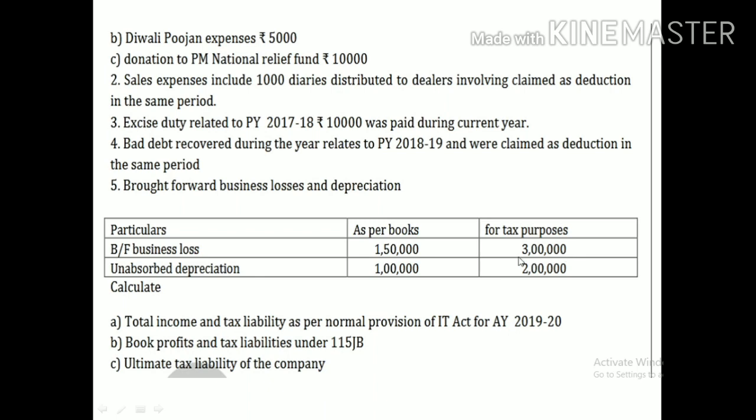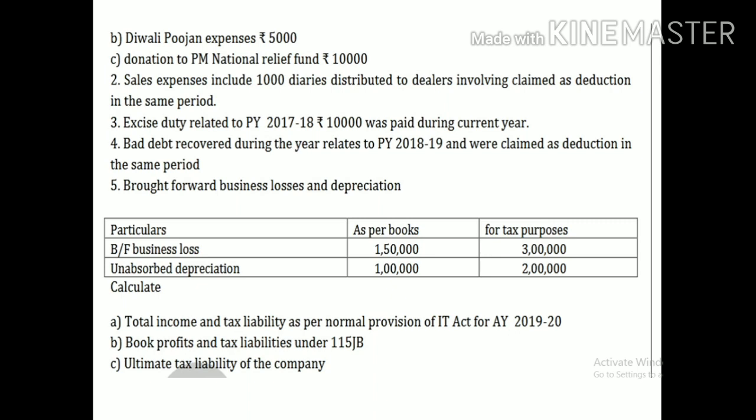Okay, from the book profit in normal provision, first deduct business loss as per IT 3 lakh, then unabsorbed depreciation as per IT 2 lakh. Both amounts should be deducted. You will get the taxable business income. Okay, we will get the taxable amount under the business head.